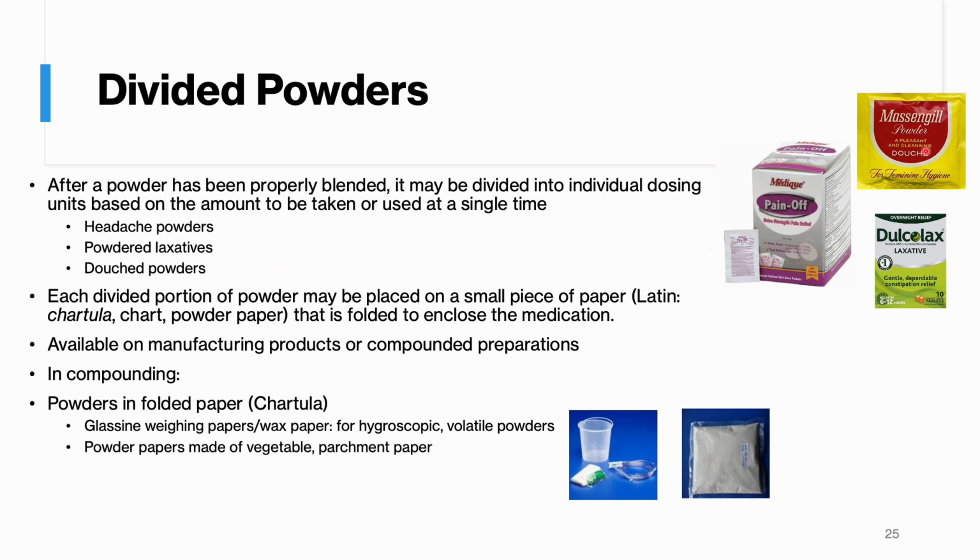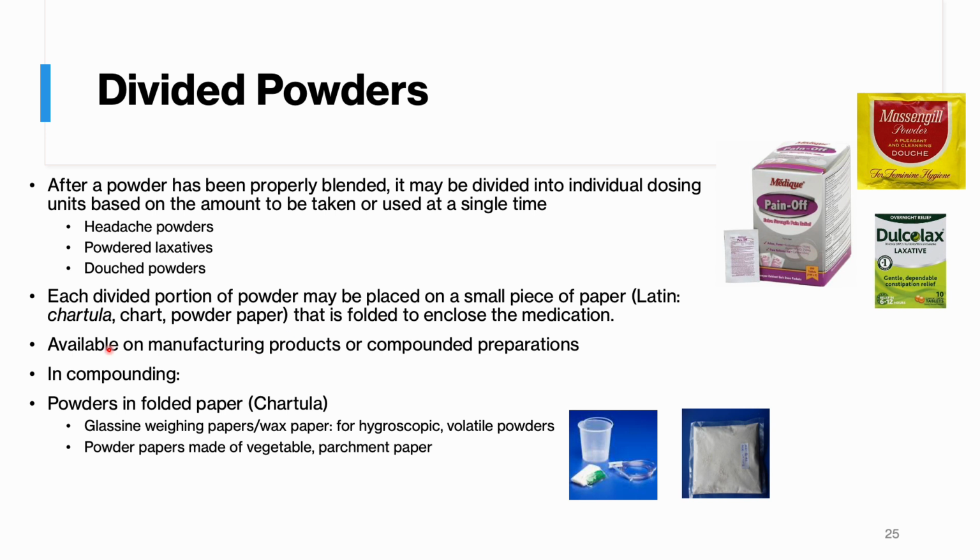Douche powders are a kind of powder used mostly for vaginal use. Each divided portion of powder may be placed on a small piece of paper. In case paper is used, the line work called "charge", abbreviated "chart", or it can be "in powder paper". The paper is folded to enclose the medication.